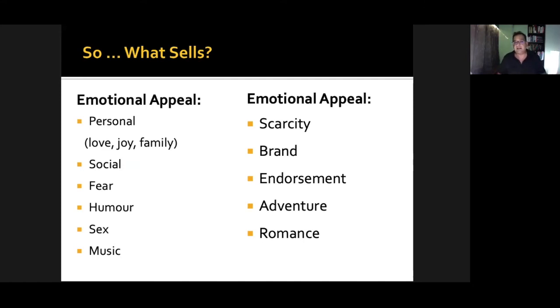And then, of course, the other things that sell, humor and sex and music. There could be a combination of all of these that actually makes communication in advertising stronger or different or exceedingly diverse.